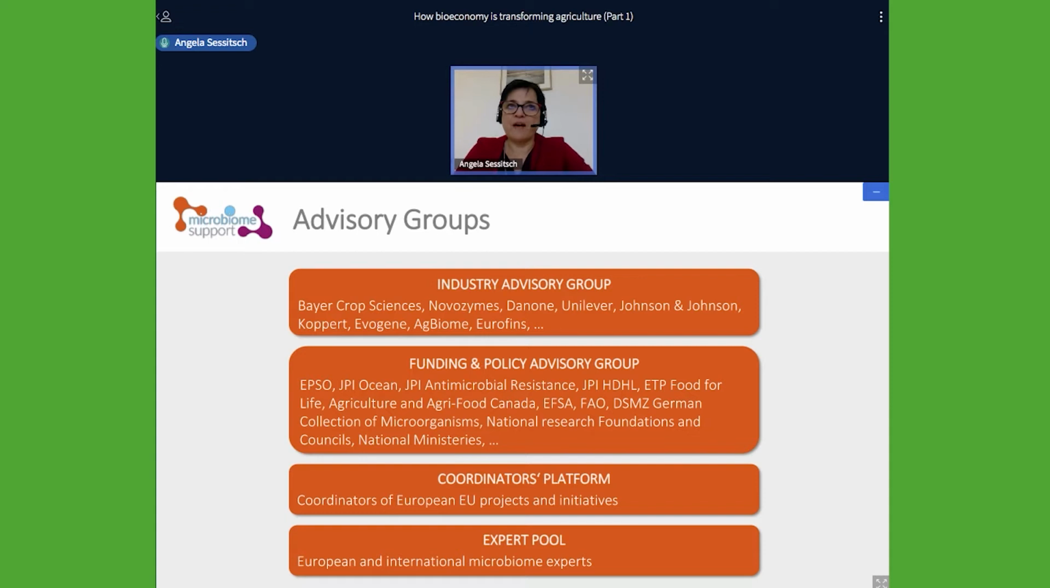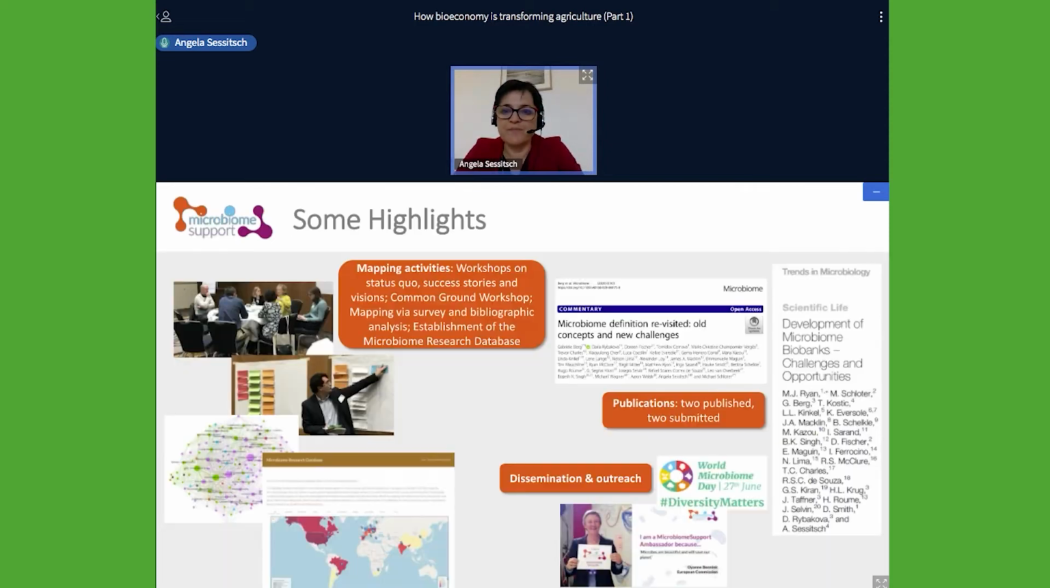Important are, of course, our partners, but we also have a broad range of advisory groups who play an important role in our projects. They come from different sectors. So we have an industry advisory group, we have a funding and policy advisory group, a coordinators platform, which comprises the coordinators of European EU projects and initiatives, and an additional expert pool to really cover all the different expertises which are required.